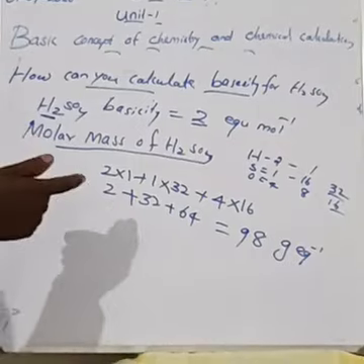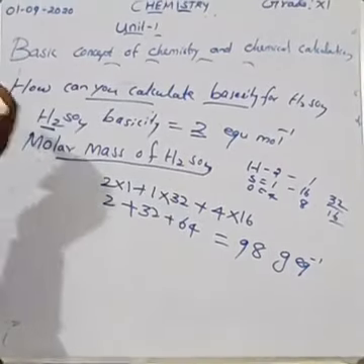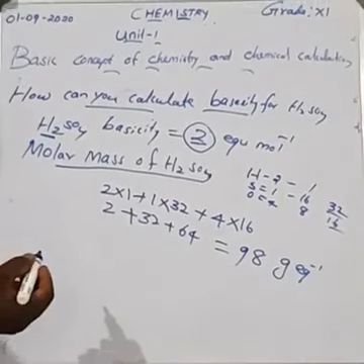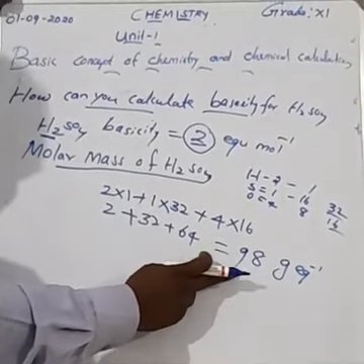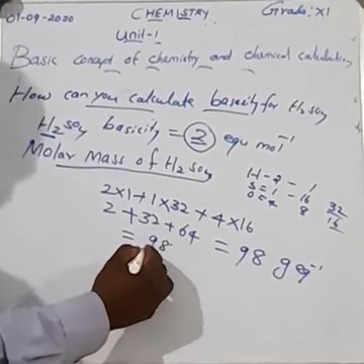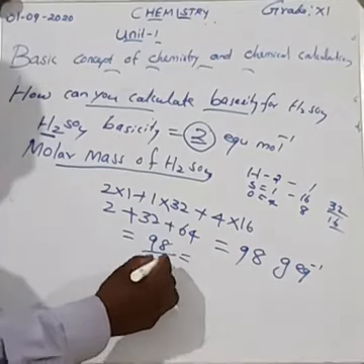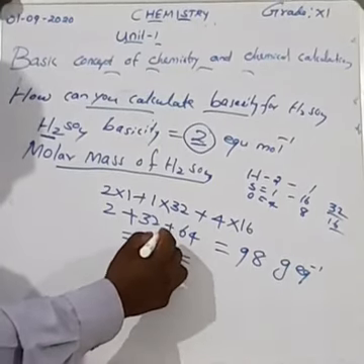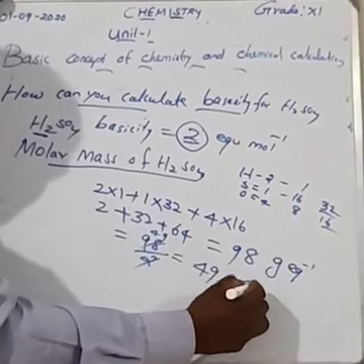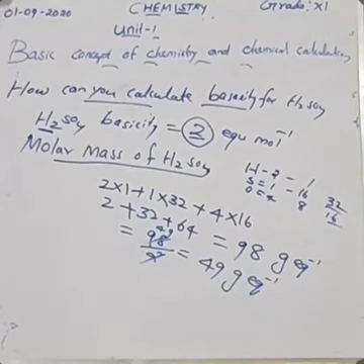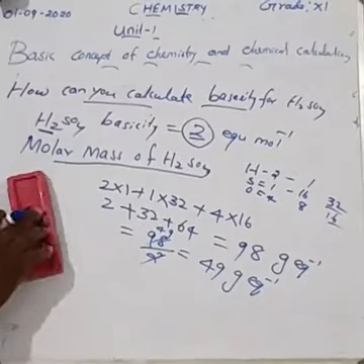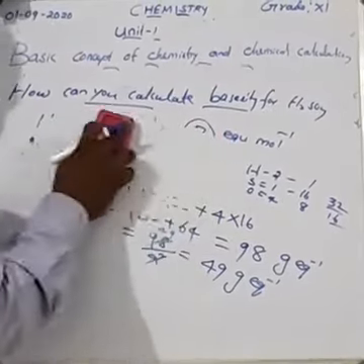But here basicity is equal to 2. So you should divide 98 by 2. So what's the answer? 98 divided by 2 is equal to 49. 49 gram equivalent. Clear? And next, one more example, you can discuss one more example.